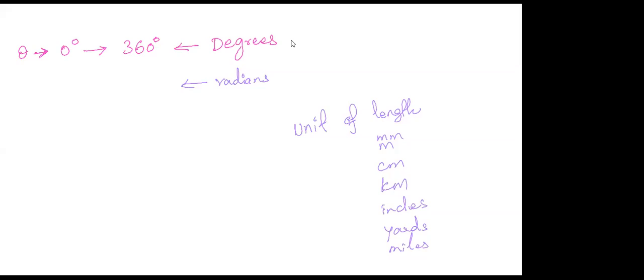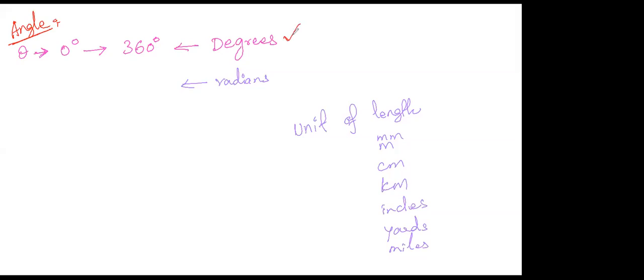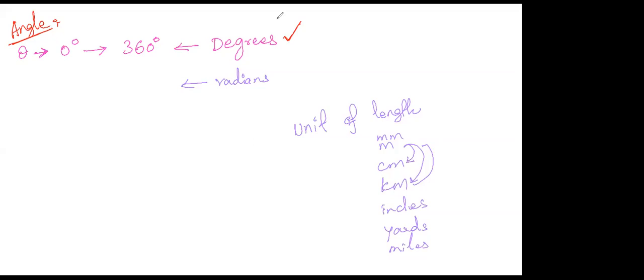For the unit of angle, we have two. One is degrees, the basic one you might have learned. The other one is radians. So what do we mean by radians? With length, we know how to convert meters to centimeters, meters to kilometers, or vice versa. Similarly, we can convert radians to degrees and degrees to radians. I hope you're following me.